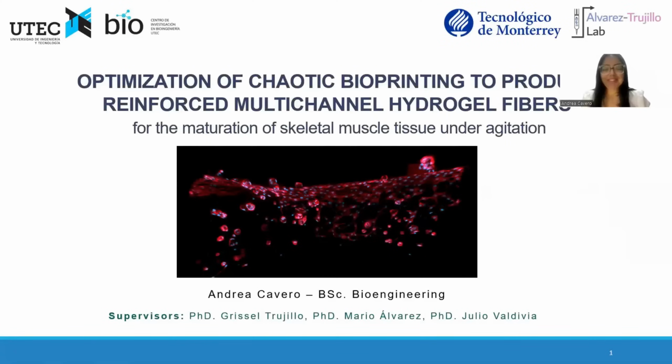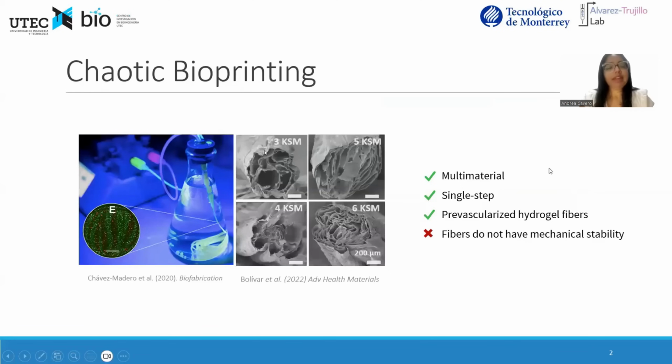Hello everyone, my name is Andrea Cabero and I will present my project called Optimization of Chaotic Bioprinting to produce reinforced multi-channel hydrogel fibers for the maturation of skeletal muscle tissue under agitation. Chaotic bioprinting emerges as a novel technique to print multiple materials simultaneously in a single step. It helps us to produce prevascularized hydrogel fibers with void microchannels that resemble the natural vascularization of tissues.